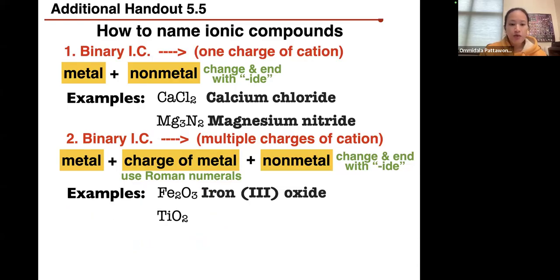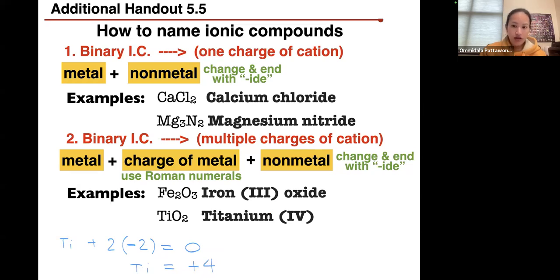Now let's take a look at another example. Same thing here, titanium is part of the transition metals that we don't know the specific charge of. So we need to deduce the charge of titanium. I'm going to do the same thing. Each oxygen is -2, and we have 2 oxygens. We don't know what titanium is. We're going to set this equal to 0 because everything needs to add to 0. So titanium comes out to be +4. Therefore, the name of this would be titanium, parenthesis, Roman numeral IV, followed by oxygen changed to oxide.